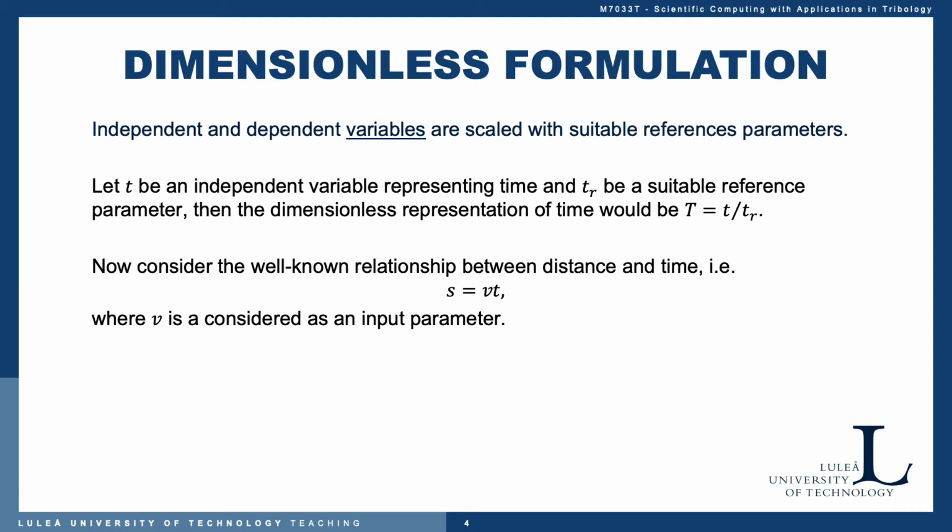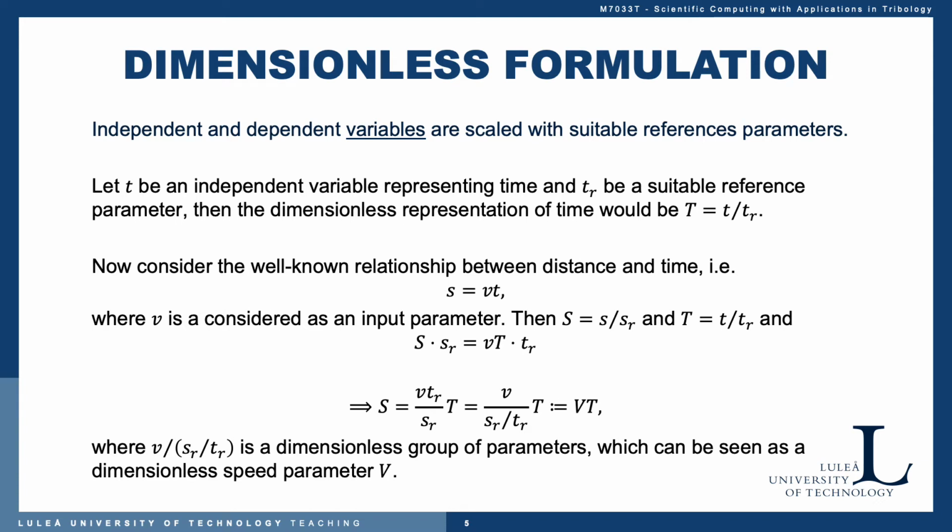So let us consider the well-known relationship between distance and time here, which we see here: s equals V times t, where V is considered as an input parameter, the velocity, which is also assumed to be constant here. Then we scale the dependent variable s with a suitable reference parameter s_r, and t we have already scaled, and we have the dimensionless t.